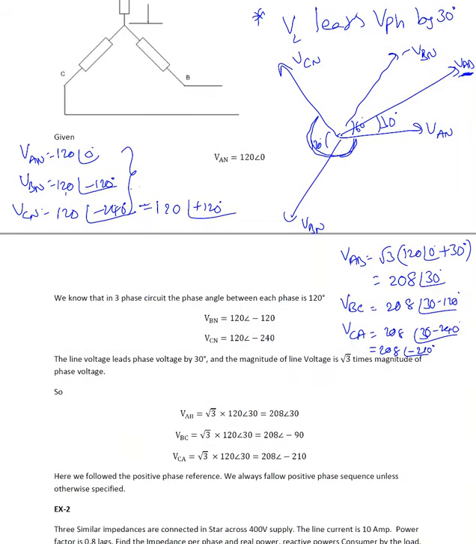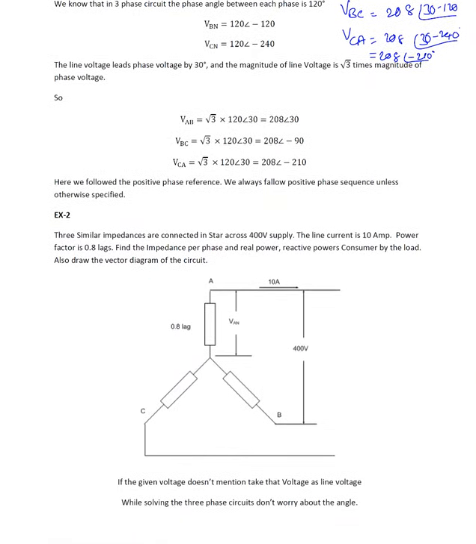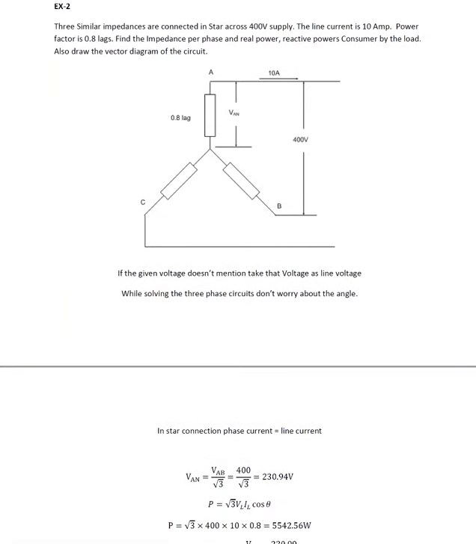Now here is the next example. Three similar impedances is nothing but a balanced load, basically, connected in star across a 400 volt supply. One important thing in a three-phase system: the given value is always the line value, unless we specify otherwise.